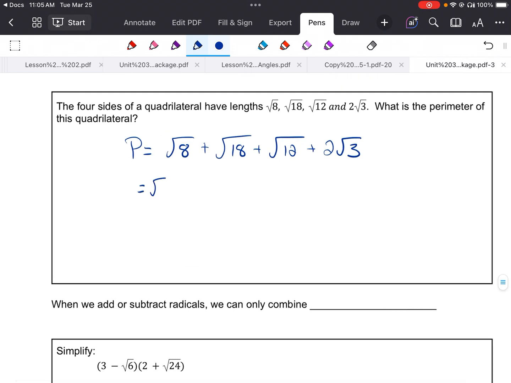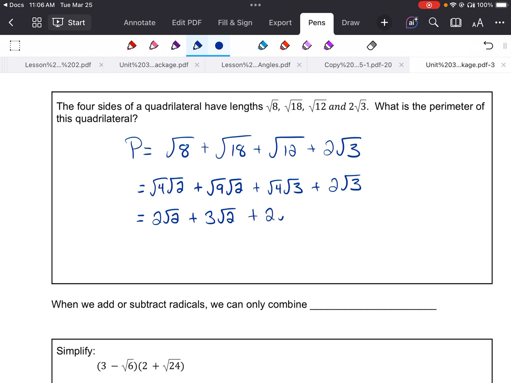Root 8 can break into root 4 root 2. Root 18 can break into root 9 root 2. And root 12 can break into root 4 root 3. We have that 2 root 3 at the end. Good. So now each of them has a square rootable number. Root 4 becomes 2. Root 9 becomes 3. Root 4 becomes 2. And now we have like terms.